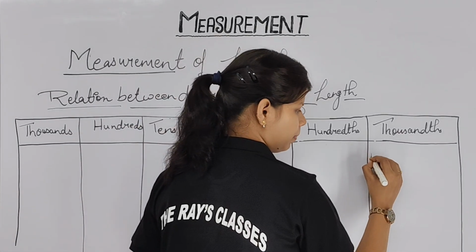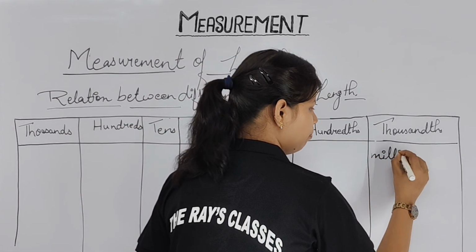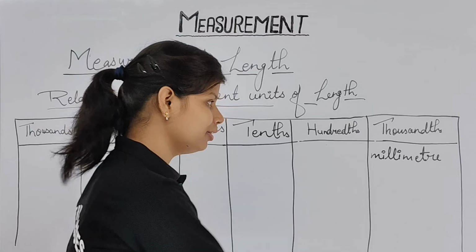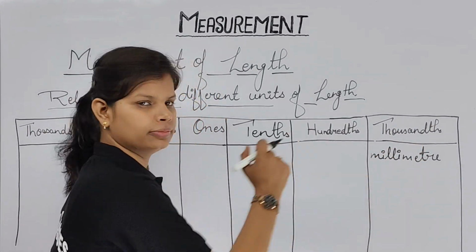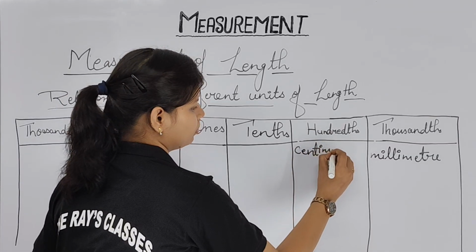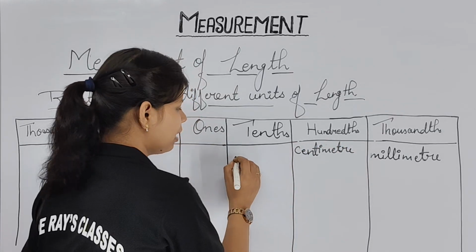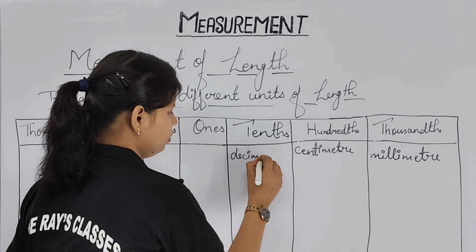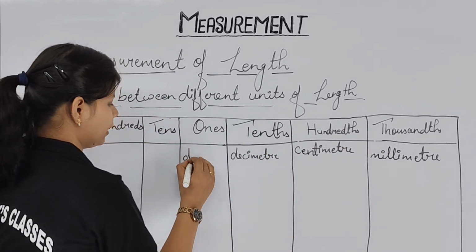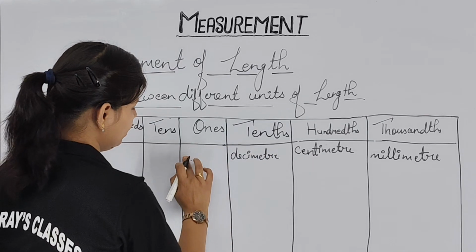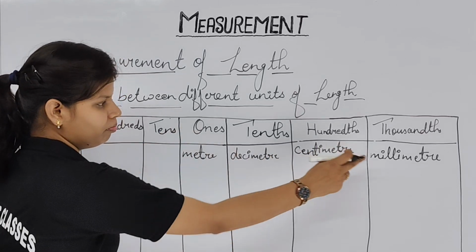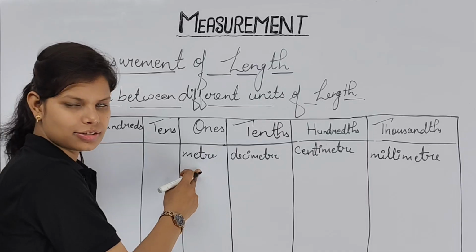Beginning, we are having millimeter. Do you understand which is the smallest unit? Who is at the thousandths place? Millimeter. Smallest. Then we are having centimeter. Then we are having decimeter. Then we are having, at the ones place, meter. Milli, centi, deci, meter. This is the way to revise.